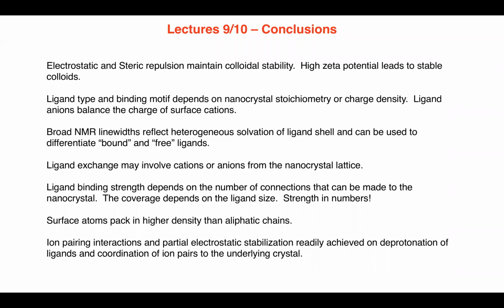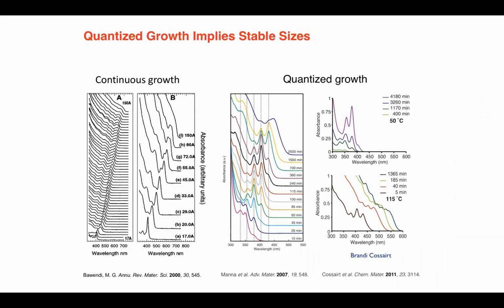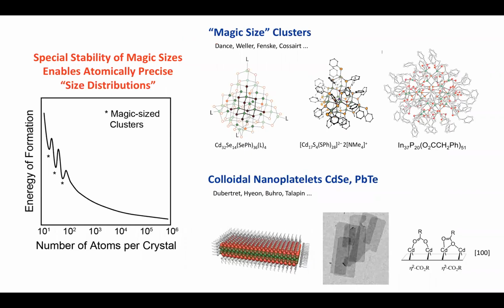All right. Let's see here. So I want to show you one more example of a class of materials that results from these sorts of a material whose structure is actually dictated by the surface coordination chemistry. And there are two examples of this type of thing. Magic size clusters, which are these molecules here where it's possible to get a single crystal X-ray structure of the material. And then there's another class of materials here called colloidal nanoplatelets.